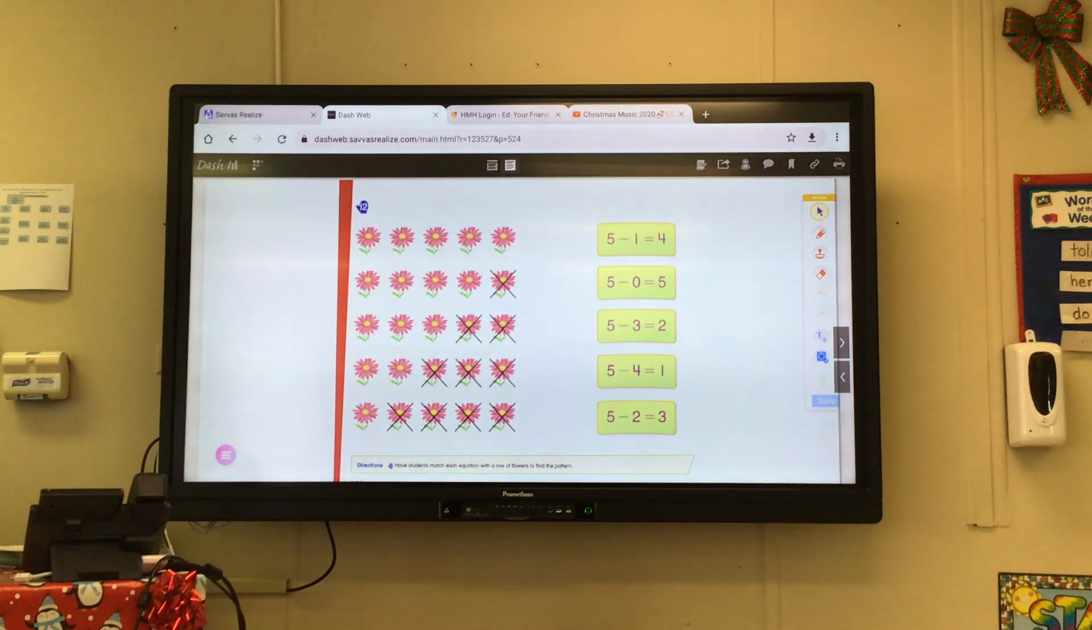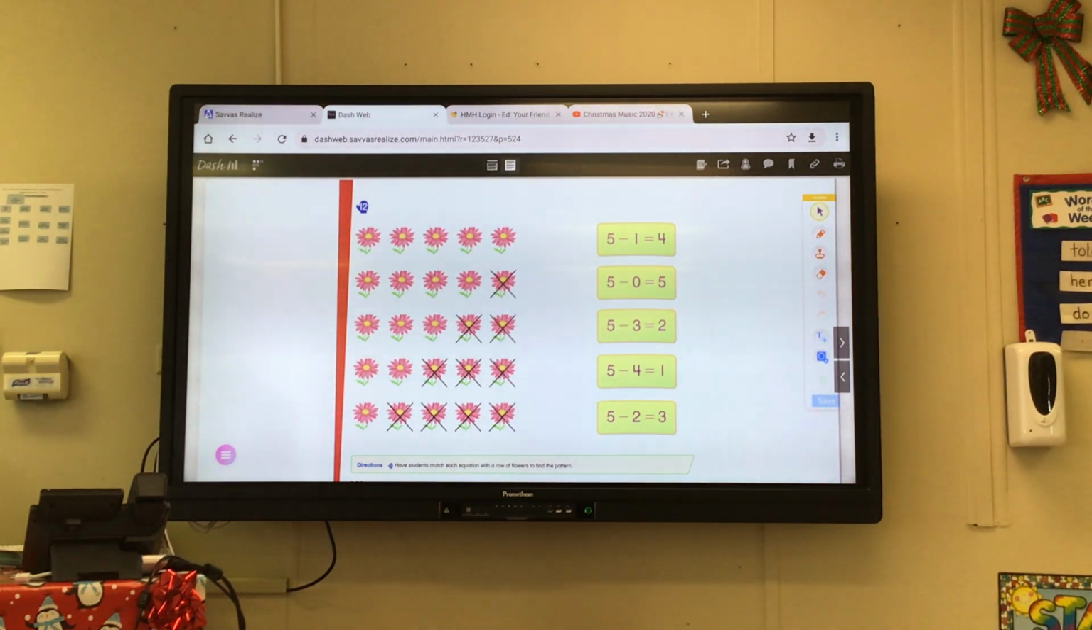You draw a line from here. Which one is 5 take away 3? Which one it is, okay? You don't circle it, you draw a line. Make sure you make it neat, otherwise you won't know what you're writing. 5 take away 4. Good. Make it neat.